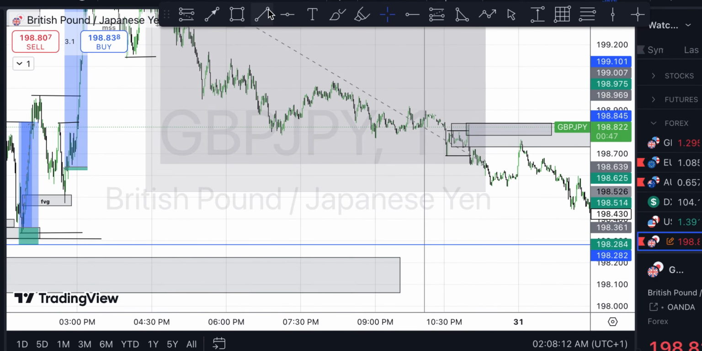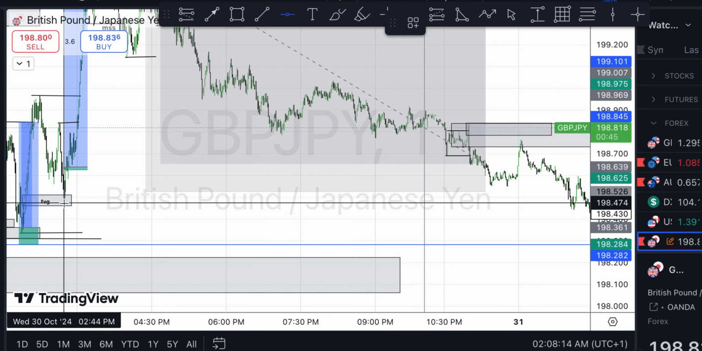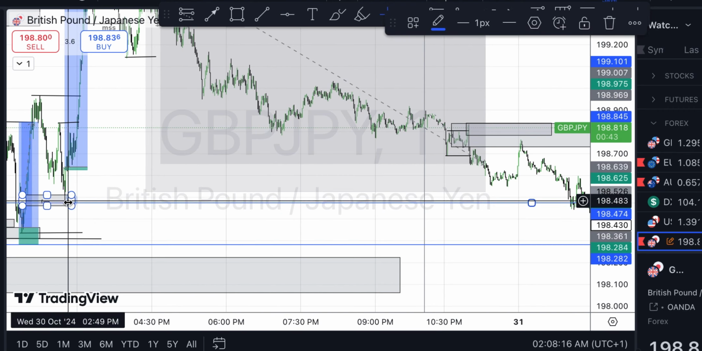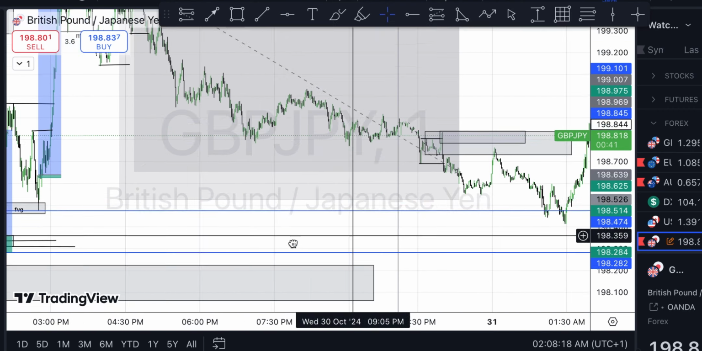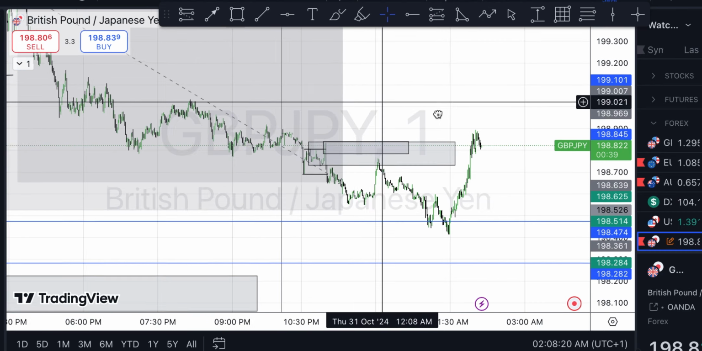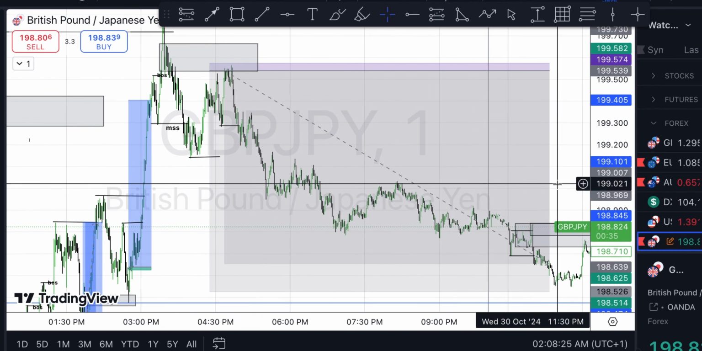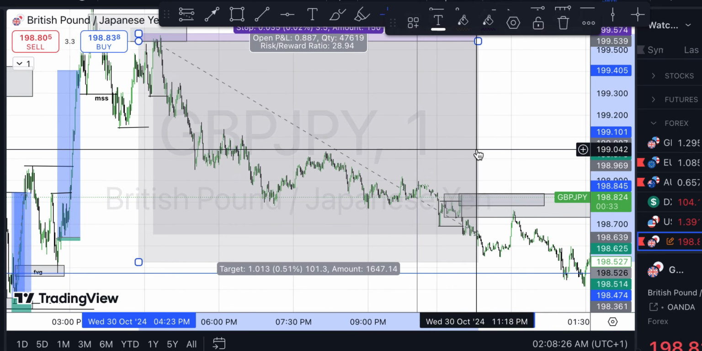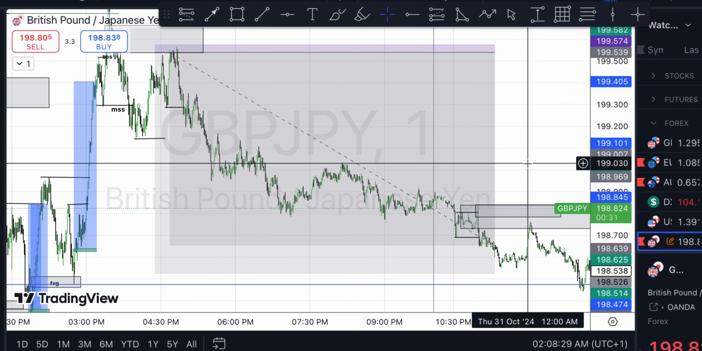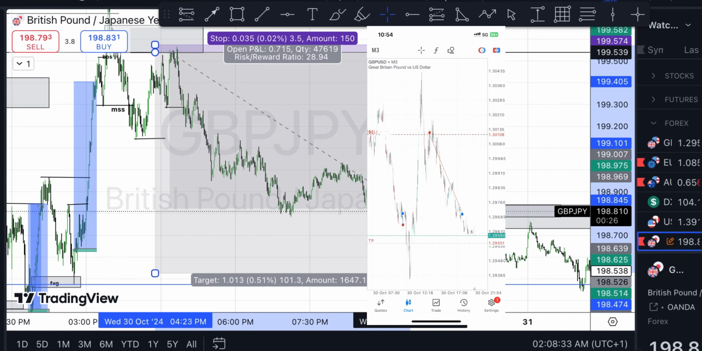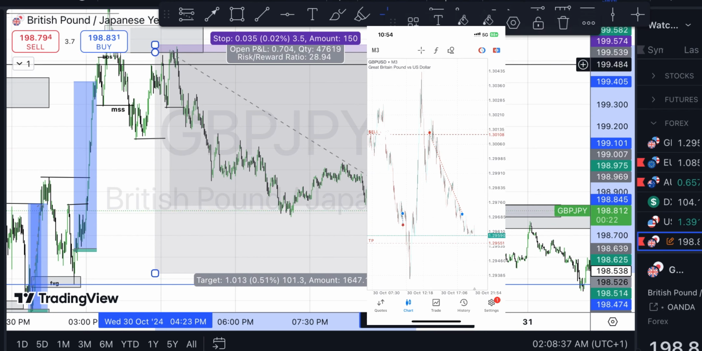So you can see that the remaining one still ran, and this was my target. Let me show you my target. This low here is my target. This liquidity that's lying here. You can see price came to that zone. Like I said, after you take partials, leave the remaining one to run. 75% of the time, price will always go to your target, and I hit my target.